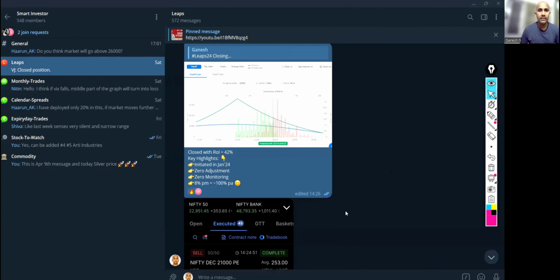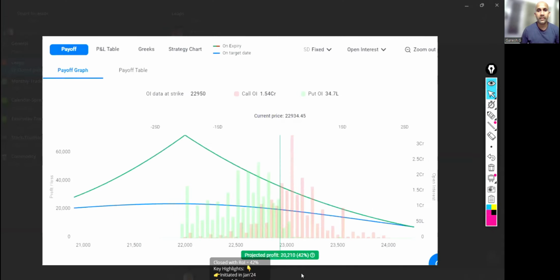So this strategy, last week on Thursday, the 23rd, I closed it with around 42% return. Yeah, this is the trade. On Thursday, before I closed the trade, it was showing 42% return. And the key highlights, you can see all the details here.